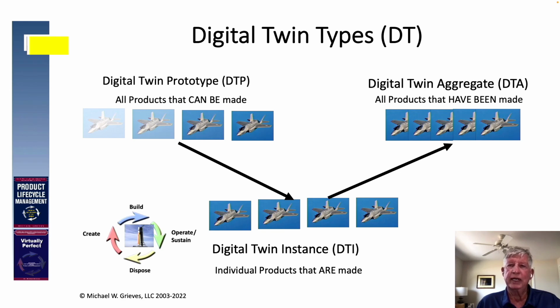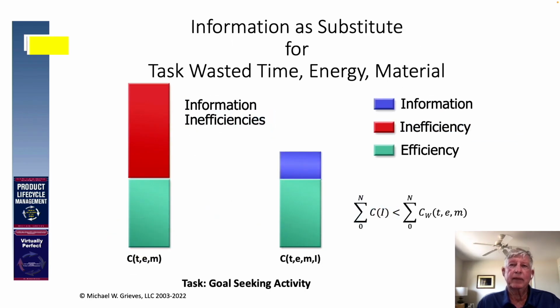And quite frankly, this is one of the major opportunities for the digital twin, this idea of collecting all this information on products that have actually been made. Now, it relies on information from the digital twin instance, and clearly the information from how the products can be made are part of this.